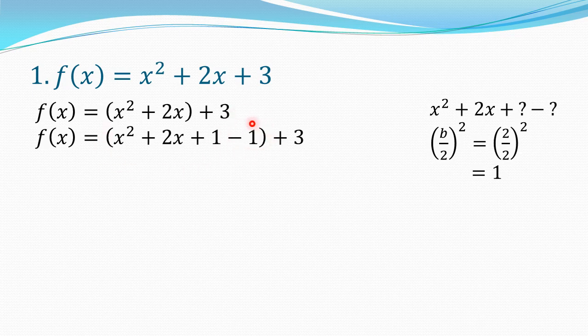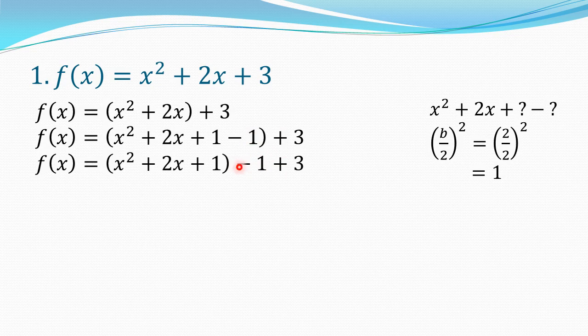But we have to take this away from the quantity. So we removed it from inside the quantity. It's like taking it outside of the parentheses. So we could evaluate this: negative 1 plus 3 is 2, and this would be a trinomial square, so it's just x plus 1 quantity squared.